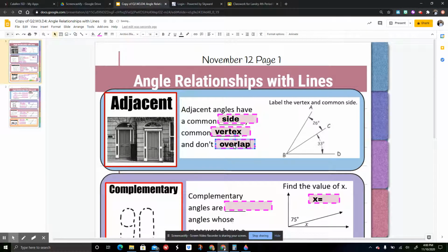And you may need to play with the size of your text boxes or the size of your text. If you double click inside the text box, you can go right up here and change the size of your text to allow it to fit into the text box.